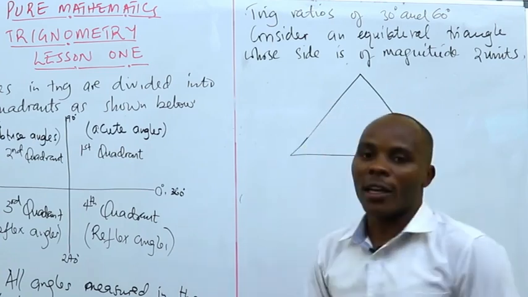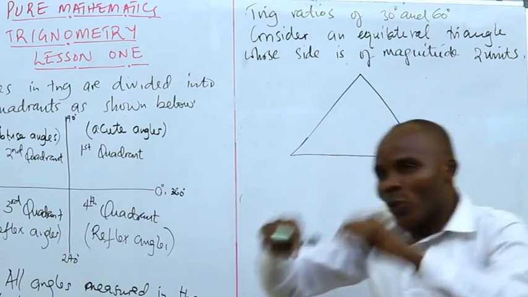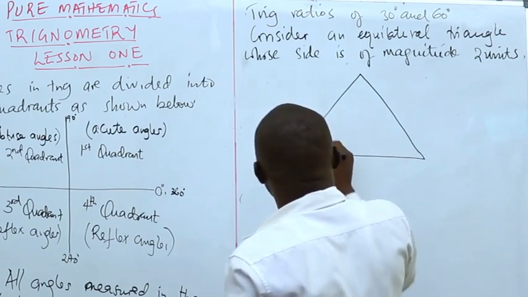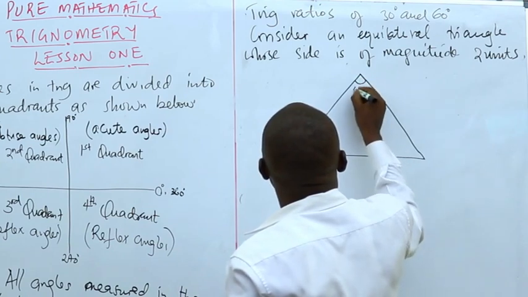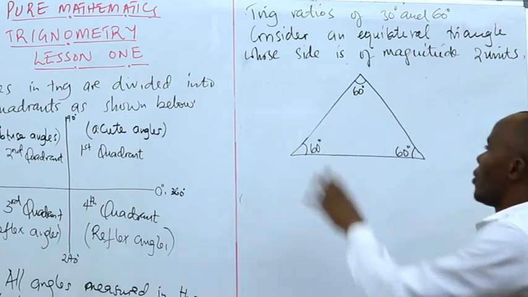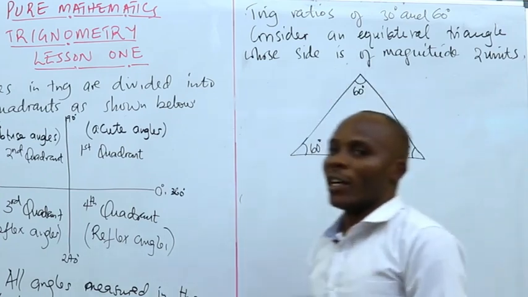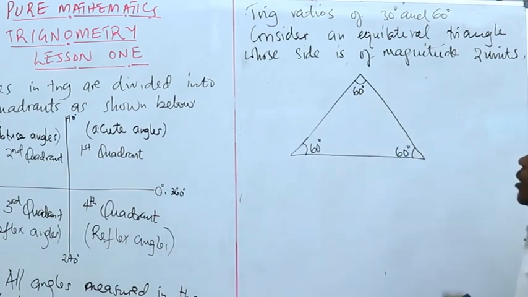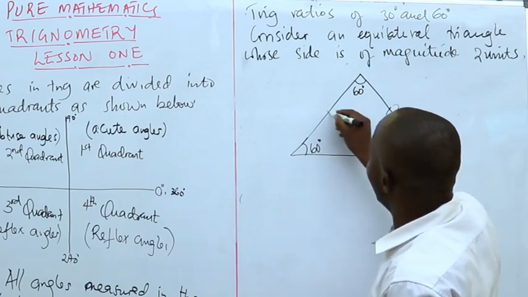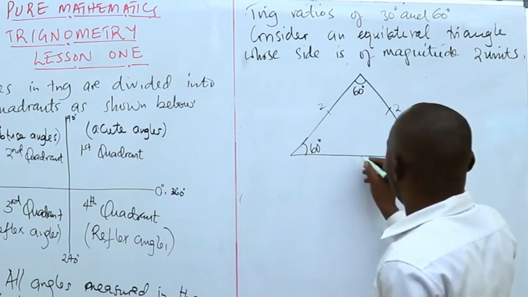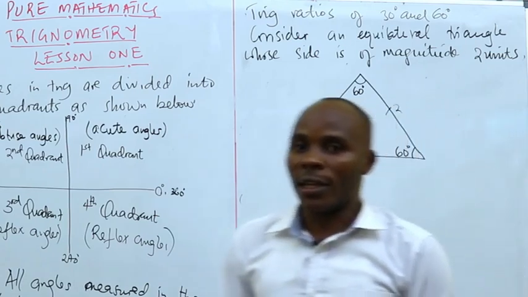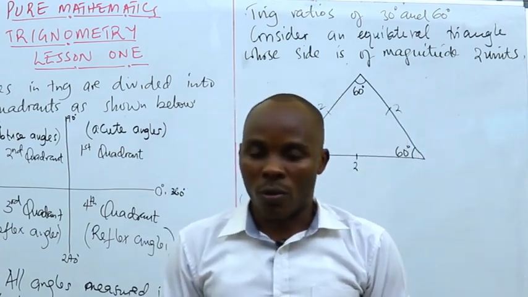I've said all their sides are equal, and all their angles are equal. Remember, it is a triangle, and the total angle sum of a triangle is 180. So if the angles are equal, each of these 3 angles must be 60 degrees. Remember we have said the sides are also equal, 2, 2, 2. So even this one is going to be 2 here. The angles are equal and the sides are equal. We'll stop there.